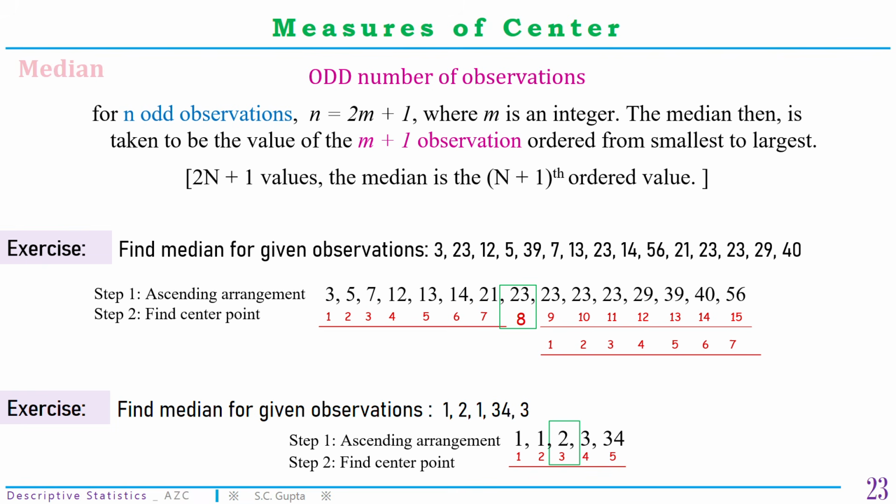When we deal with an odd number of observations, for n odd observations, n is equal to 2m plus 1, where m is an integer. The median, then, is taken to be the value of the m plus 1 observation, ordered from smallest to largest. For 2n plus 1 values, the median is the n plus 1th ordered value.